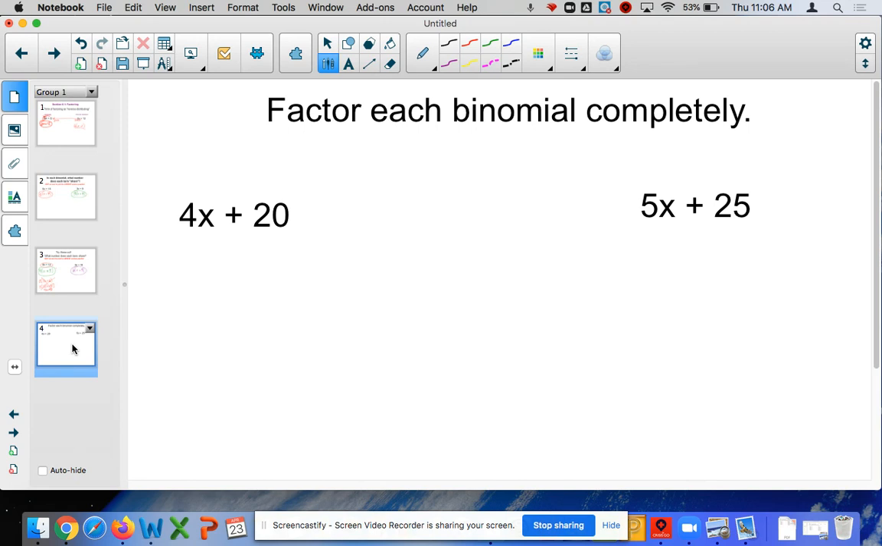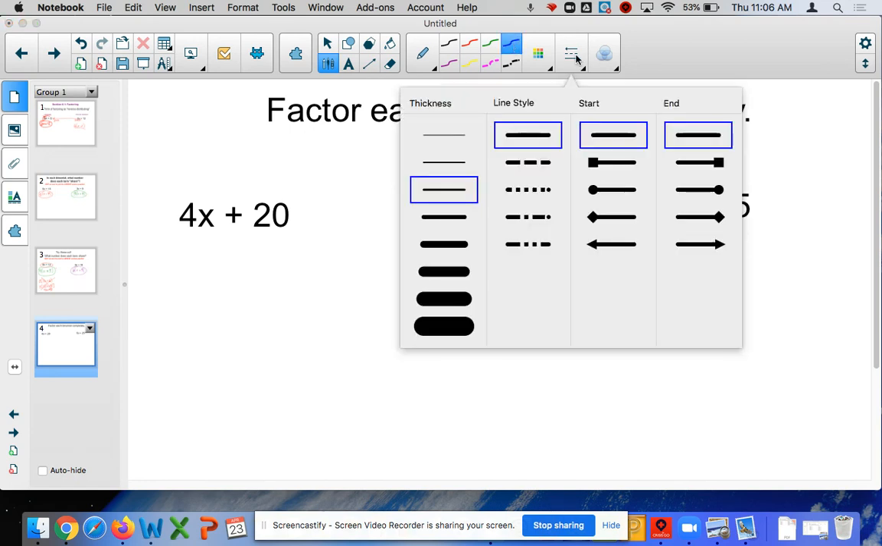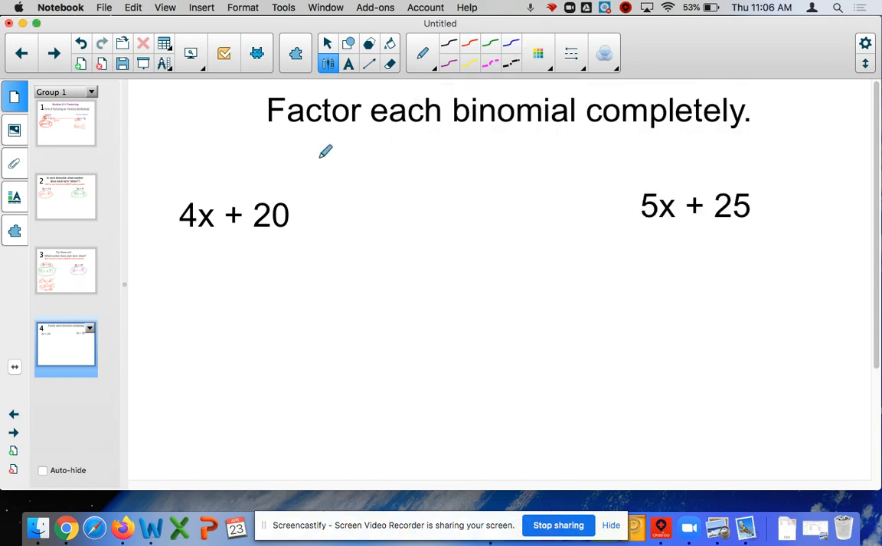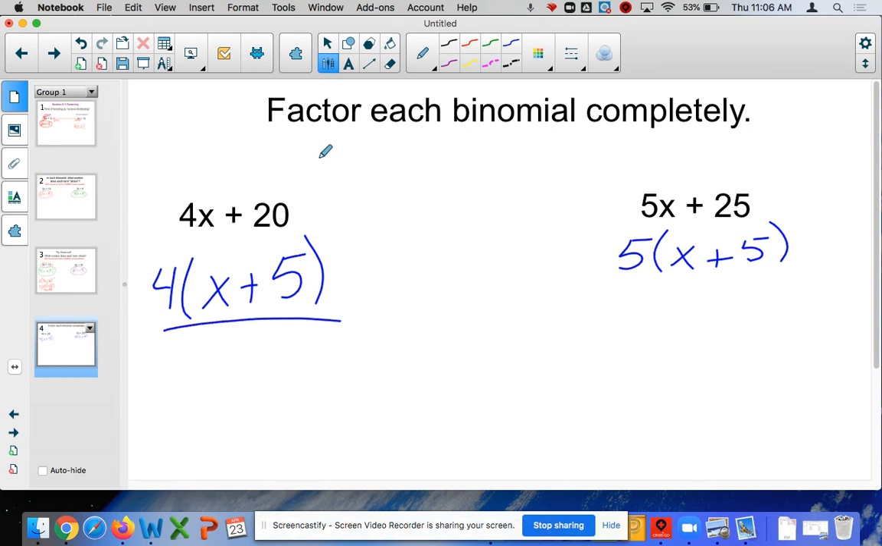Okay, hopefully you've had some time to try these out yourself. Now, I did warn you that x plus 3 doesn't work for all of them. These two are examples. I can factor out a 4 out of this one, and I'm left with x plus 5. And over here, I can factor out a 5, and I'm left with x plus 5. We want to pick the largest number possible. And again, if you're ever unsure, distribute your answer. And if you end up right where you started, then you're good.